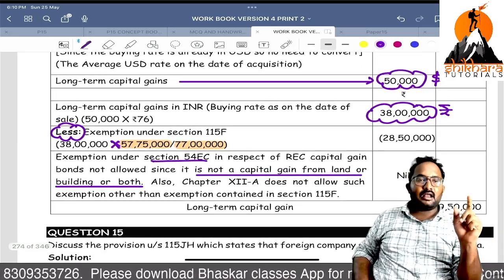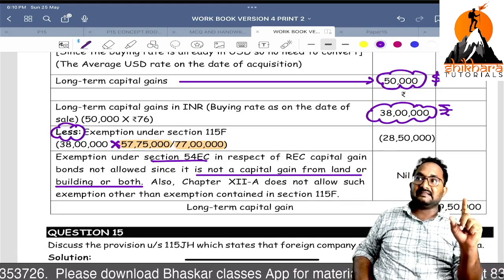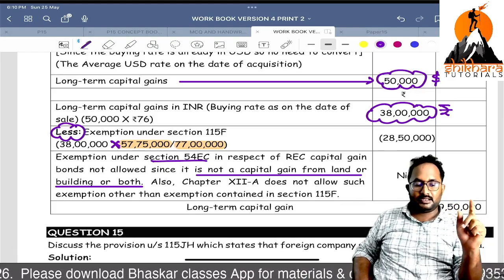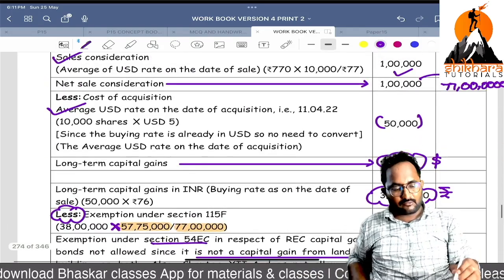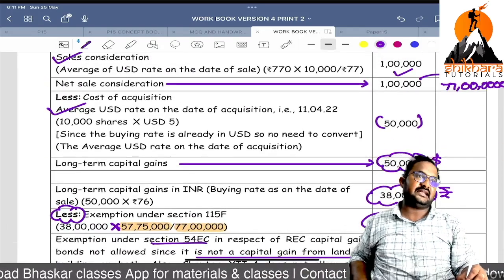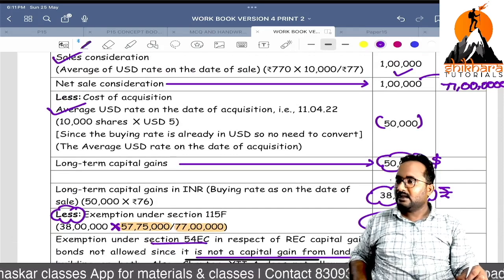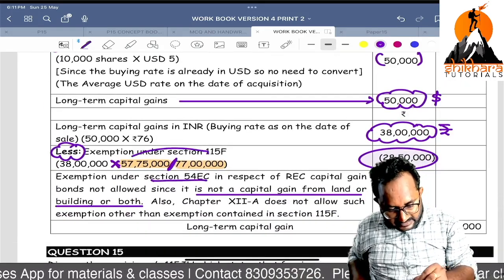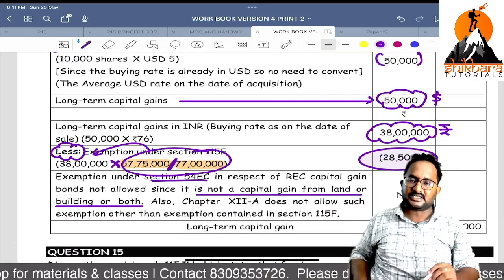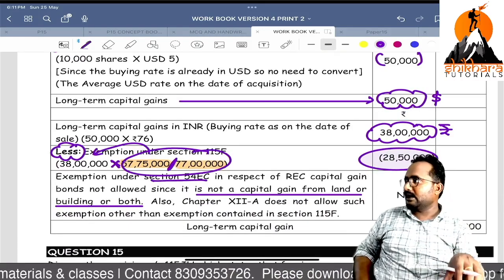Sir, in exam always think net consideration is matched with the total investment. Sir, if I have invested 77 lakh, what is the exemption I can get in this case, ma? 38. But here I just invested 57 lakh. So what is the percentage of that only I will get as exemption, ma? You can calculate easily. Are you clear up to now?